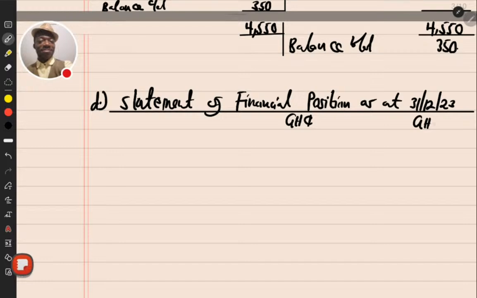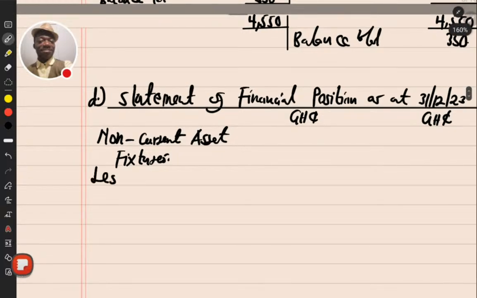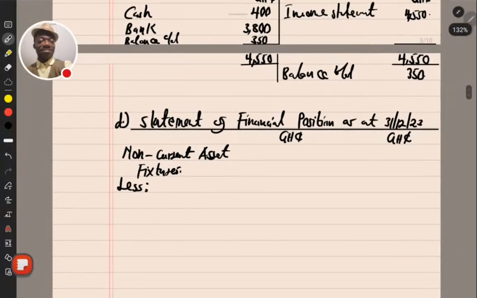Depending on the information that we have here, I can present it like this. So we'll start with non-current assets, or property, plant, and equipment, which is the same thing. Here we are looking at the non-current asset. We only have just one, fixtures. And if we remember, as at the year 31st December 2022, there was a depreciation of fixtures that we provided. So the next line item will be, say, less what? Accumulated depreciation.